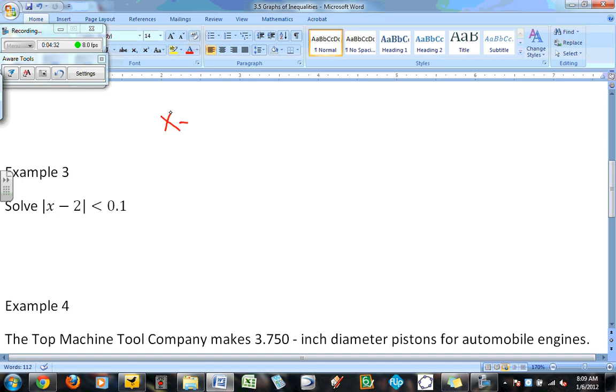We need to solve x minus 2 is less than 0.1, and then we also need to solve the negative of that, where we flip this sign and change this guy's sign. So we have to solve x minus 2 is greater than negative 0.1. All right, so we have to solve two cases. In order to solve this, we're just going to add 2. X has to be less than 2.1.